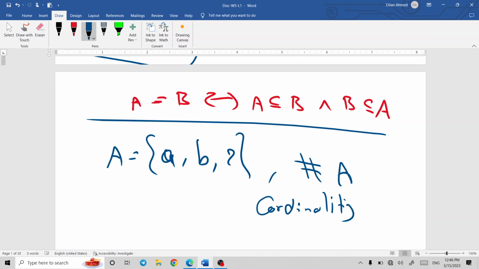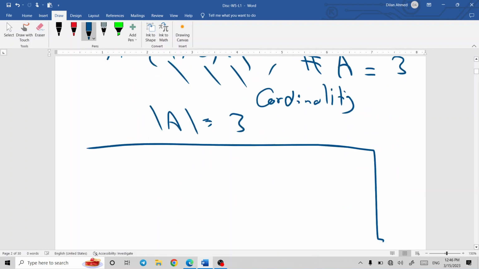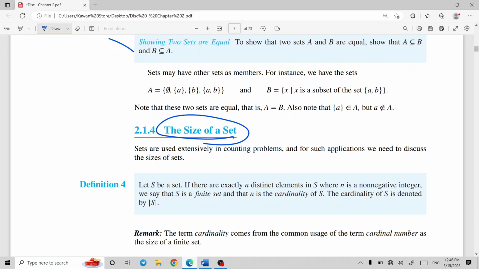Or you can write down S, absolute of S. Actually, we are going to use that one more than the other. So it's called, what you say, is equal to 3. How many elements do we have? 3. The same thing you can write down here like that. So here we have a cardinality. Look at the set.